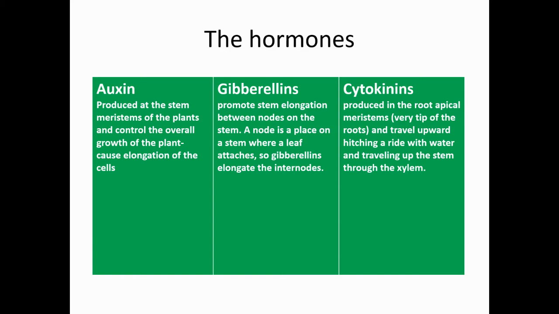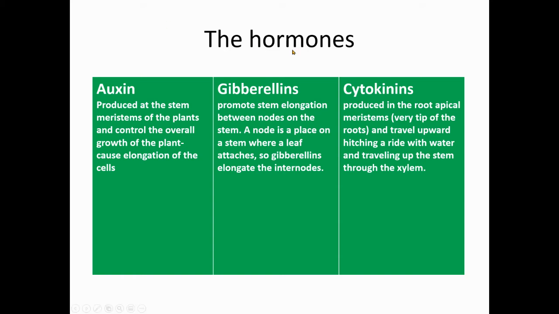So the first thing I want to talk about are some of the hormones that are found in plants. You're like, hormones? What? Plants have hormones? Yes, they do, and these hormones control growth. Auxin is produced at the meristems of the plant, where it's growing out from the top and from the sides, and it causes the cells to get longer.